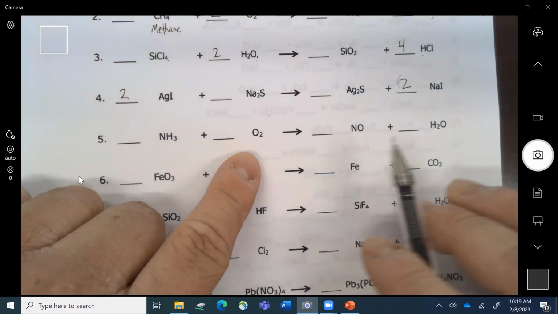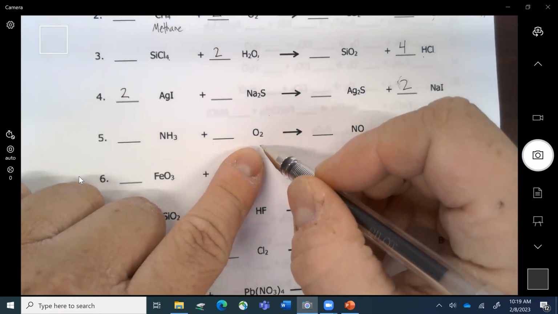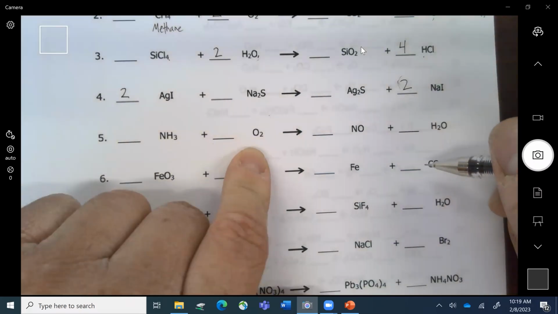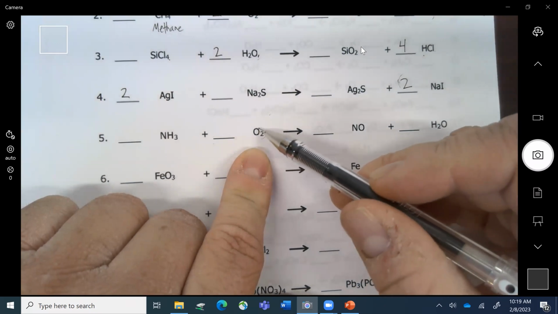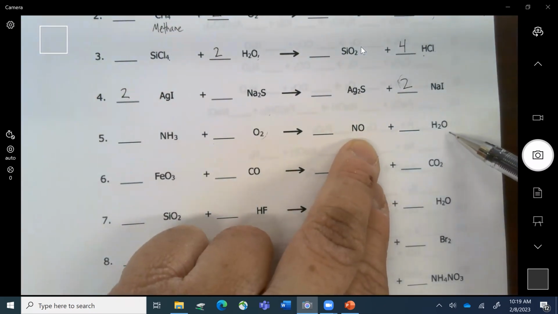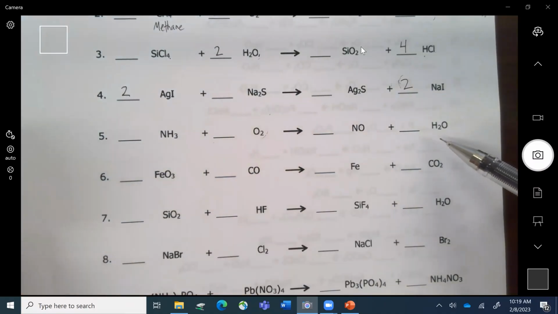So this one's a little tricky because we have O2, which, remember, is always going to be even. But the problem that we have over here is we have 1 and 1, and it is even. But the problem is anytime I try to balance anything else, it's going to be an odd number over here.